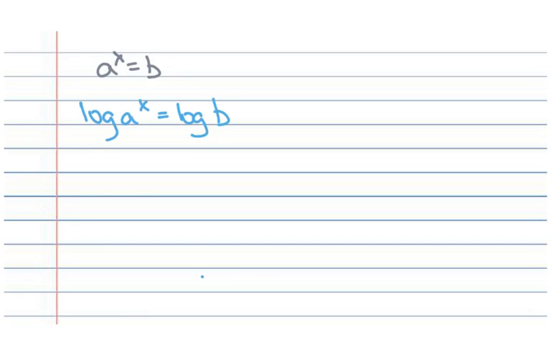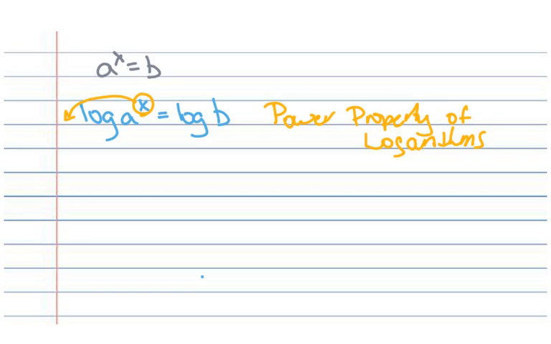Then I still want to get that x all by itself, and my x is still up in that exponent. So if we remember our power property of logarithms, that states that whatever is our exponent or our power, we can bring that out to the front of our logarithm. So I can now rewrite this by bringing x out to the front: x times log a equals log b.